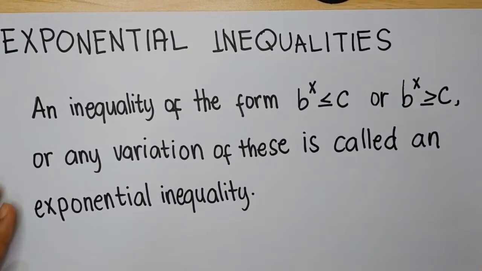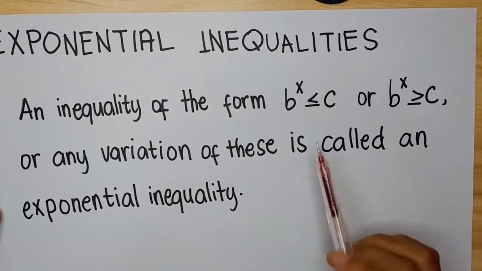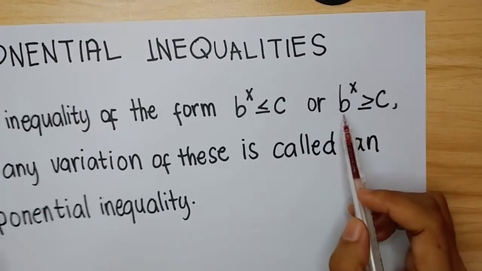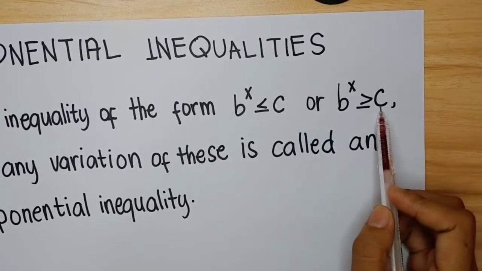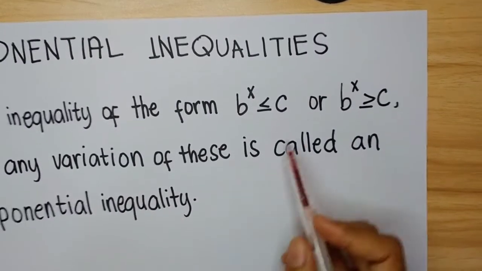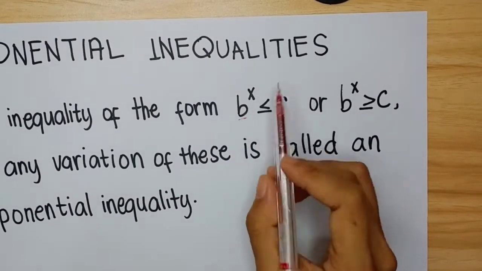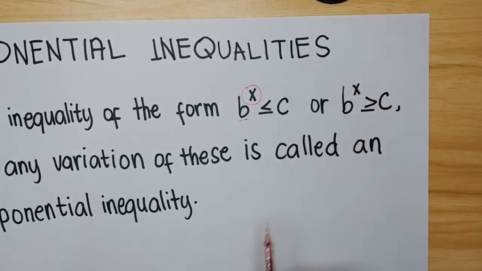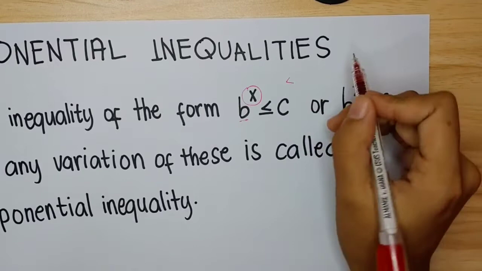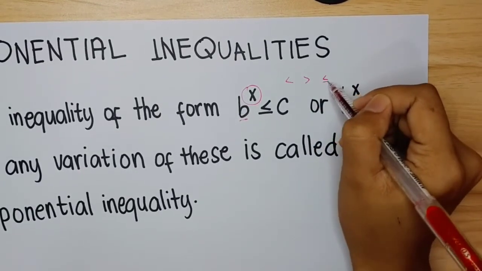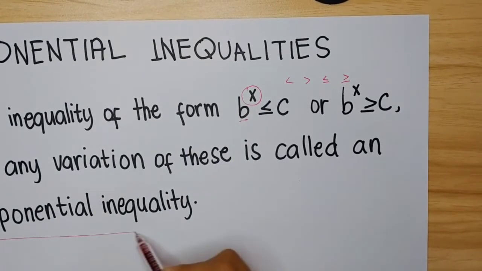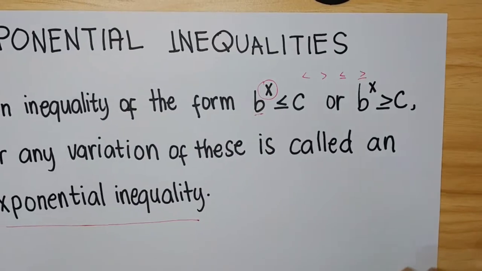So sabi dito, an inequality of the form b to the power of x is less than or equal to c, or b to the power of x greater than or equal to c, or any variation of this is called an exponential inequality. So, lahat ng may base b tayo, at saka may exponent, that we have inequality sign. We can have less than, we can have greater than, we can have less than or equal, or greater than or equal. Those are called exponential inequality.